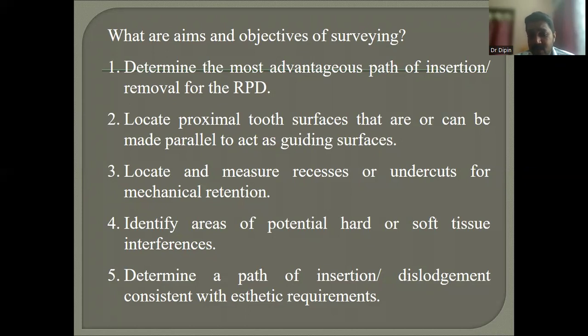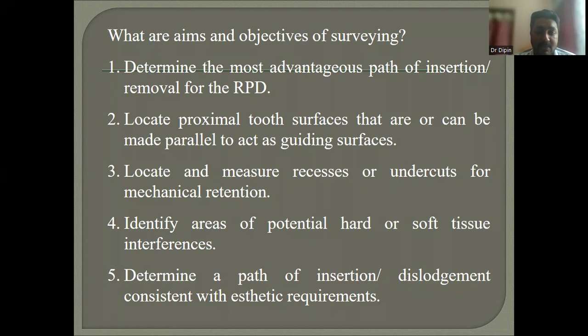But when it is tooth bounded, like in a Kennedy's class 3 or class 4 situation, it becomes more complicated. We have to find out exactly where the undercuts are, where the guiding surfaces are, where the favorable undercuts are. Only then will the denture go inside, because the path of insertion or removal is very minimal. Only one or two paths of insertion will be there. In that path only, the denture will go inside. Otherwise, there will be interferences and the denture will not go inside. So that's why, as I told before, before fabricating the wax pattern itself, we have to find out where these undercuts are present. That's why we do surveying for the diagnostic cast and for the master cast.